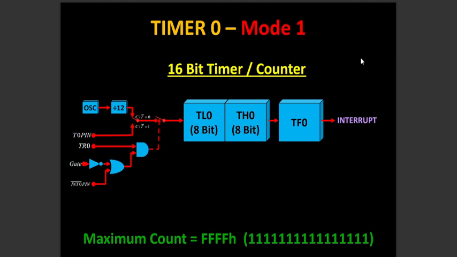So, for example, if the TH0 and TL0 register pair is holding FFF0H, in timer mode, then TF0 will be high after 10H, that is equal to 16 machine cycles. When the clock frequency is 12 MHz, the following instruction code will generate an interrupt 60 microseconds after timer 0 starts running.